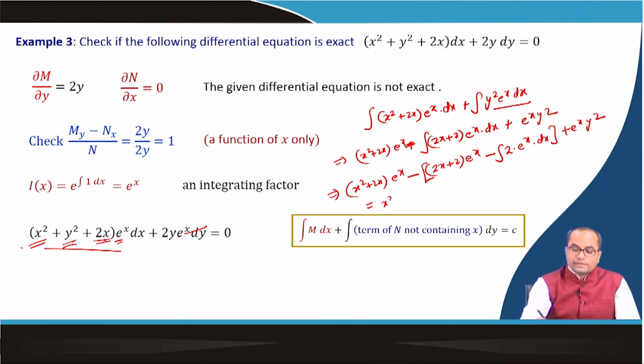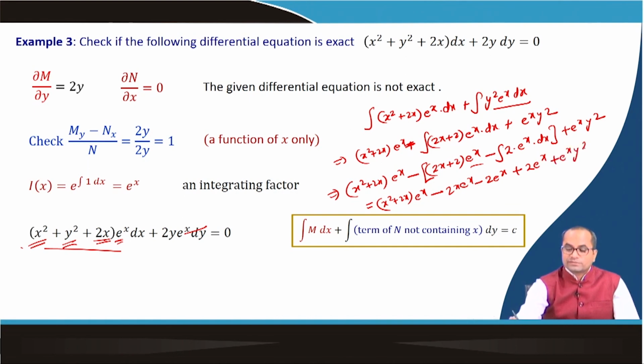So, this is x square plus 2x together with e power x, with minus 2x e power x, minus 2 e power x, and then minus minus plus 2 e power x, plus this e power x y square. So, this 2x e power x and 2x e power x will be cancelled, and then here 2 e power x with this 2 e power x will also be cancelled. So, we have x square e power x and here e power x y square.